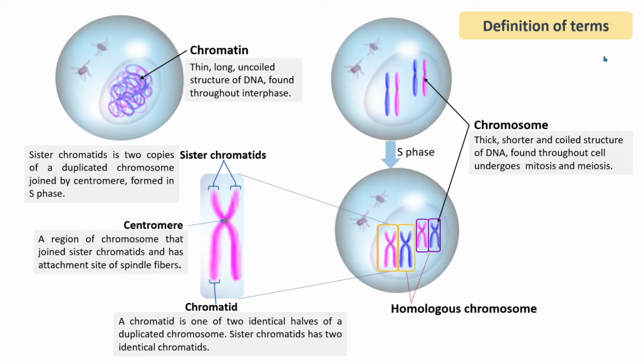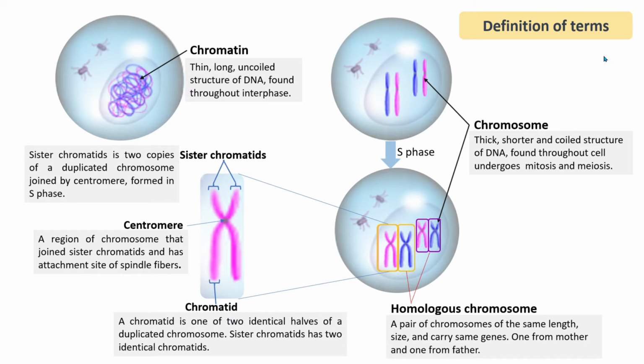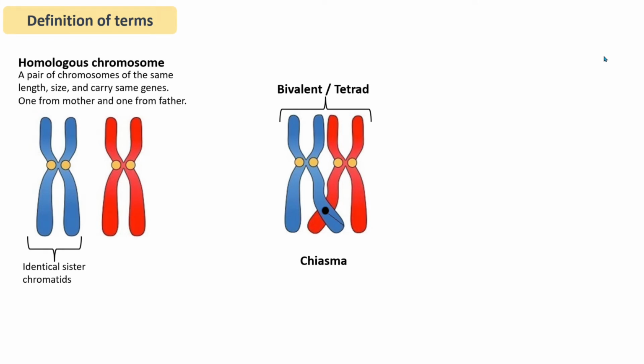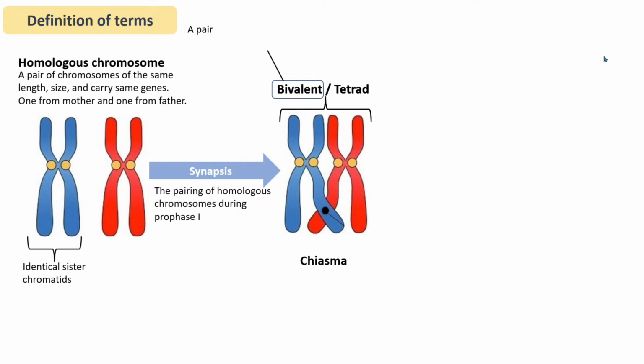Homologous chromosomes: a pair of chromosomes of the same length, size, and carrying the same genes, one from the mother and one from the father. Synapsis: the pairing of homologous chromosomes during prophase 1. Bivalent: a pair of homologous chromosomes lying side by side, formed by synapsis during prophase 1.